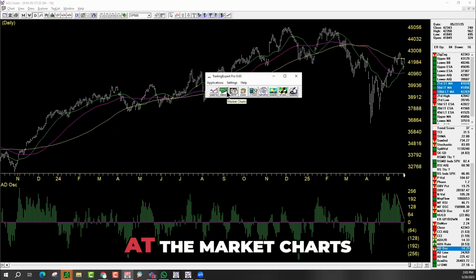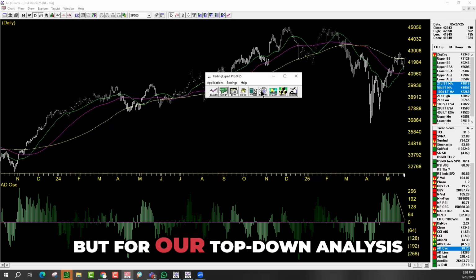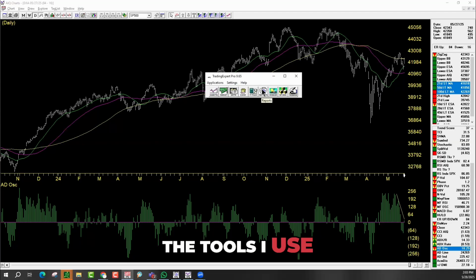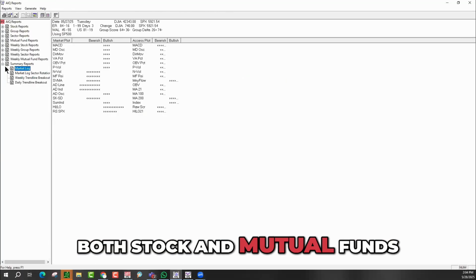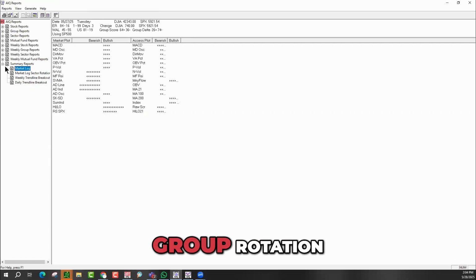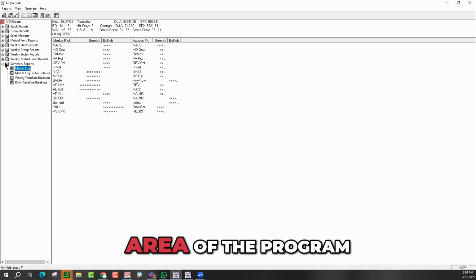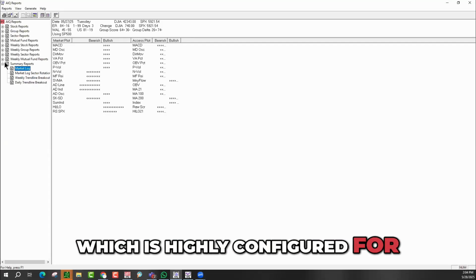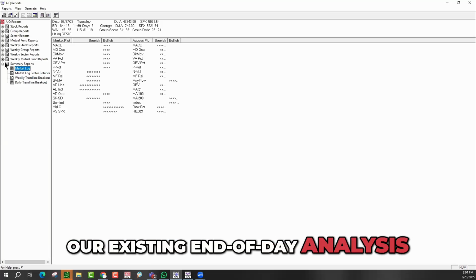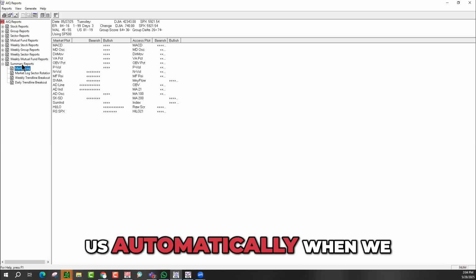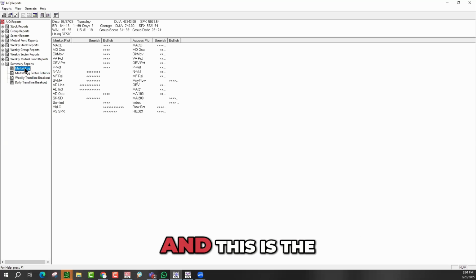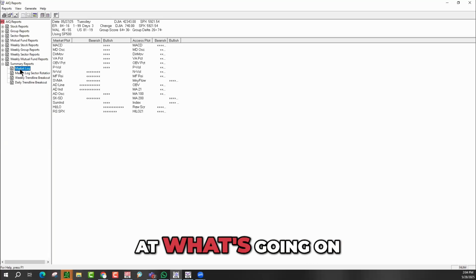We just had a quick look here at the market charts, and we'll explore some of those ratings in a little bit. But for our top-down analysis, the tool I use is part of our reporting system. It's called Reports. Reports itself covers stock, mutual funds, sector rotation, group rotation, all within this one area of the program, which is highly configured for our existing end-of-day analysis. What I'm looking at here is something that's generated every night for us automatically when we get data into the system.